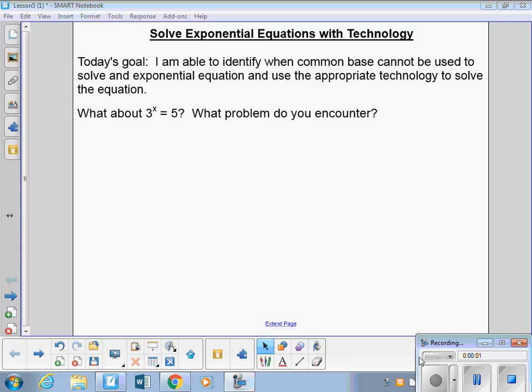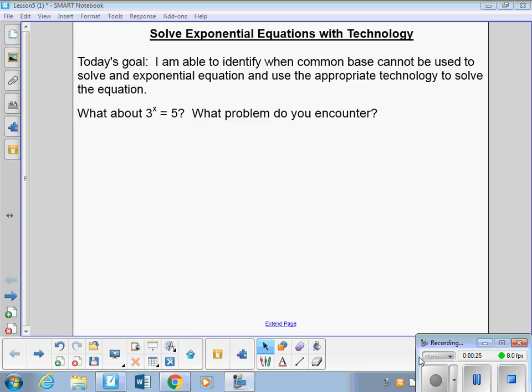Okay, so today what we're looking at is solving exponential equations with technology. Now, there's lots of different technology, and obviously it changes as time goes on. So when I first would have taught this lesson, I would have used the graphing calculator. But now there's so many more pieces of technology that are free and much more user-friendly than the graphing calculator. So that's what we're going to look at today.